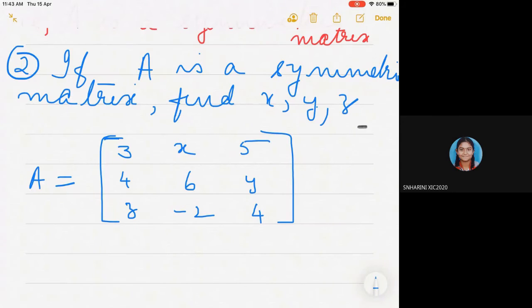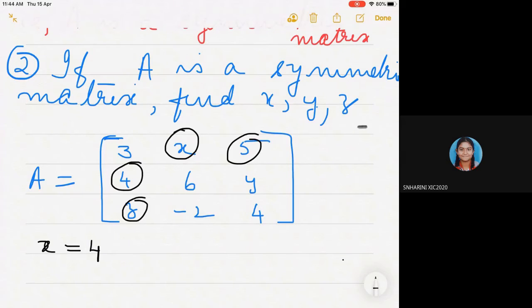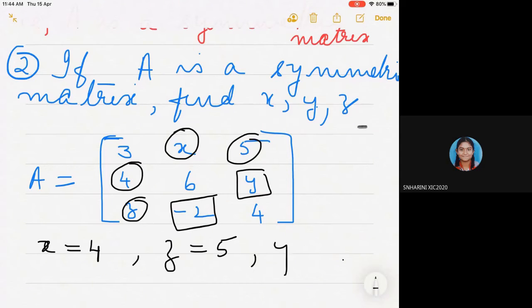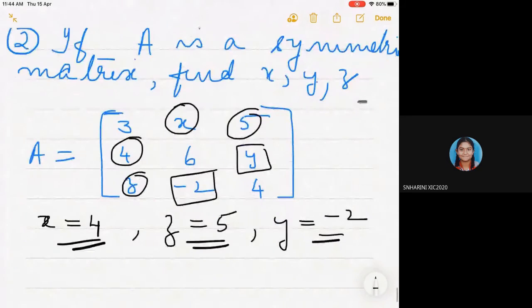Please find the value of x. You have to see the symmetry here. Which two elements must be equal? x must be equal to 4. Then this z must be equal to 5. And this y must be equal to minus 2. Very simple thing, right? So this may be asked for a 1 mark question also.